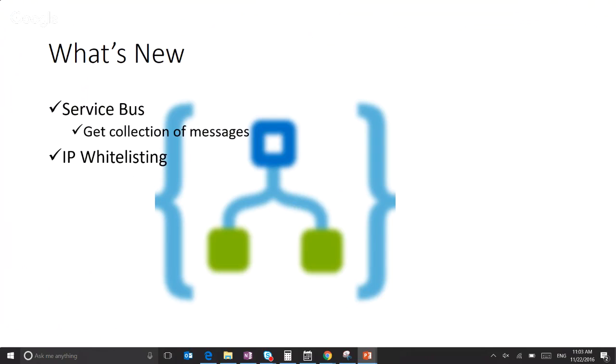IP whitelisting. We said we'd do this at the last webcast and we got it done. Now in the portal, you're able to configure your IP addresses so that only the configured set of IP addresses can call your trigger, or constrain it so they can call inputs and outputs.